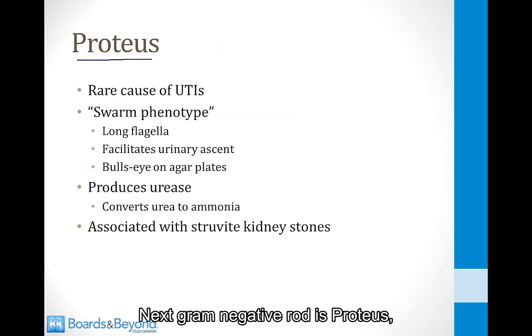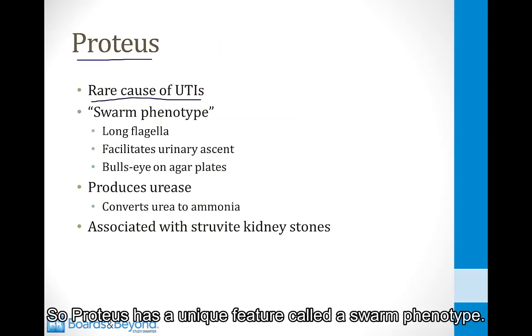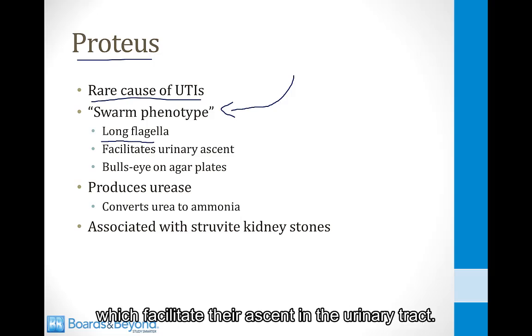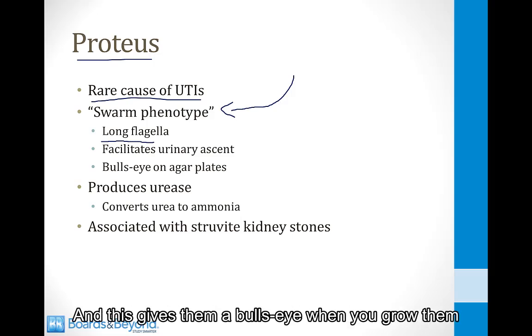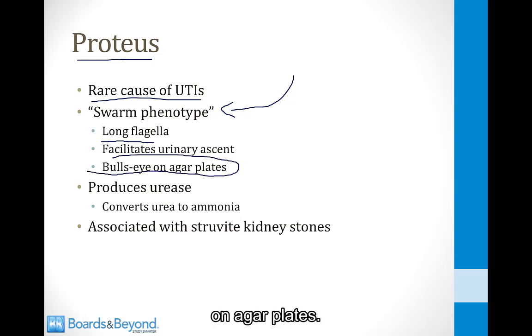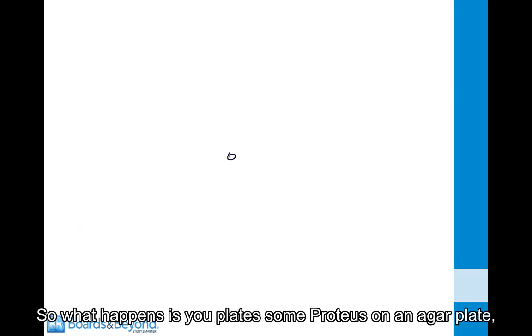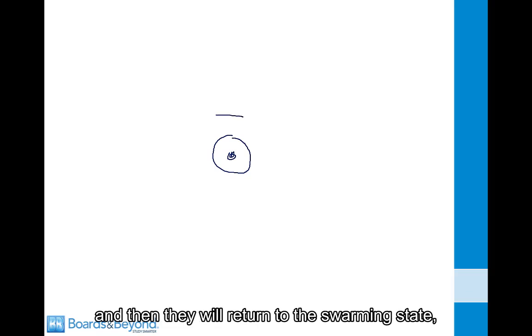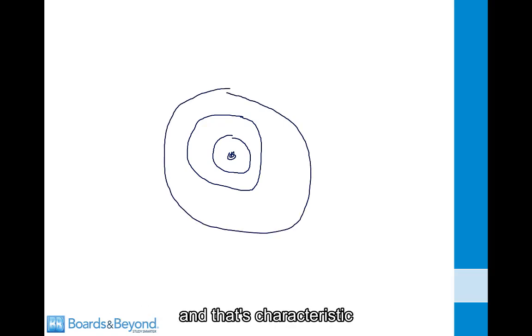Next gram-negative rod is Proteus, which is a rare cause of UTIs. So Proteus has a unique feature called a swarm phenotype. These bacteria have long flagella, which facilitate their ascent in the urinary tract, and this gives them a bullseye appearance when you grow them on agar plates. What happens is you plate some Proteus on an agar plate and it will swarm outwards and create a circle of bacteria. And then the bacteria will stop and temporarily enter a vegetative state, and then they will return to the swarming state and go out again and make another circle. And it will do this over and over again. So after you've grown it for a while, you'll see this bullseye pattern on a plate, and that's characteristic of the swarming phenotype of Proteus.